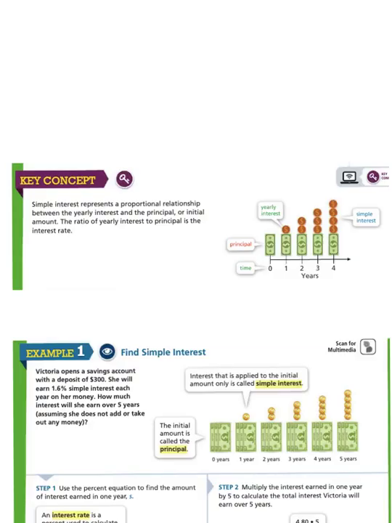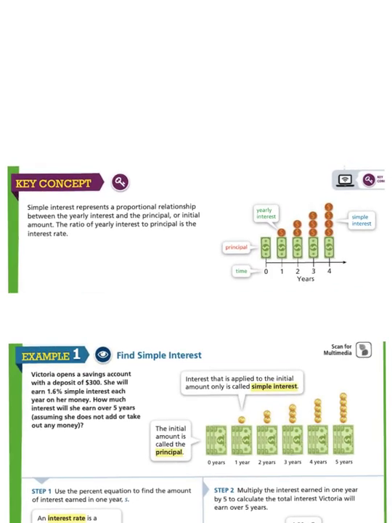All right, so let's first review the key concept of simple interest. Simple interest represents a proportional relationship between the yearly interest and the principal, or initial amount. The ratio of yearly interest to principal is the interest rate. This chart shows you the years, the time, the principal, and the yearly interest. That is simple interest, all right?